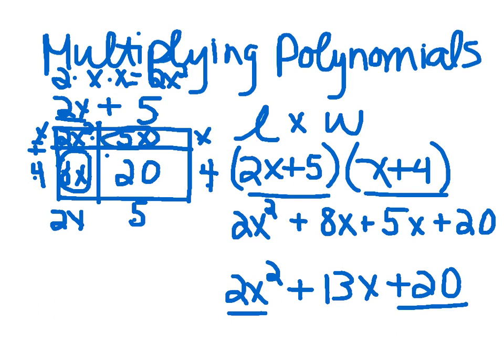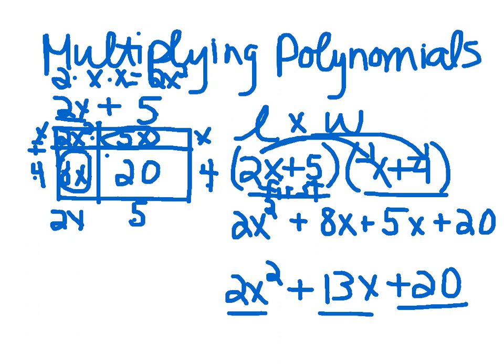So you may ask yourself, okay, I don't think I want to draw a rectangle for every single one of these problems. And you're right, there is an easier way to do it than that. Basically you can think about this as the superdistributive property. In other words, I have to distribute the 2x, or all of the terms of the first polynomial, over all of the terms of the second.